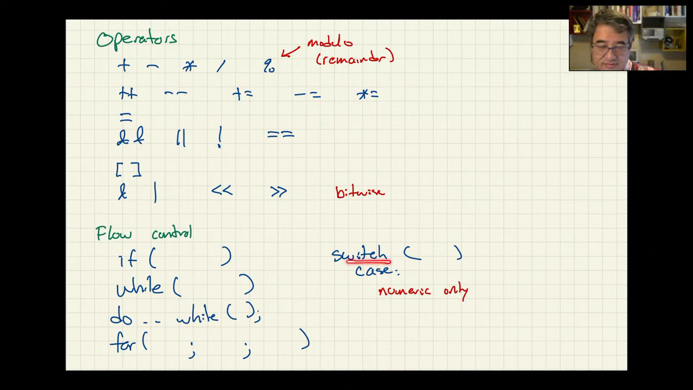C also has switch statements, just like Java. However, the switch statements work on numbers or characters only. They don't work on strings like they do in Java. That was added fairly recently in Java to have switch statements work on strings. But C only works on numbers or things that are equivalent to numbers, like characters. I guess, in other words, switch statements only work on the primitive data types like int, character, long, short, float, double, those sorts of things.